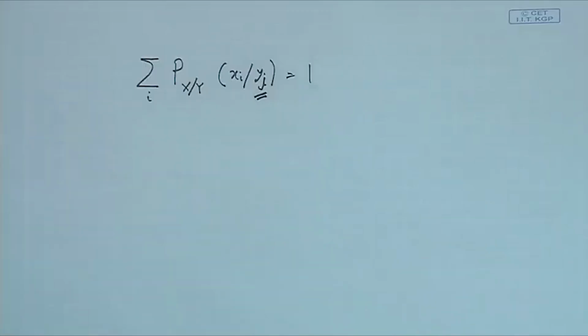because given that yj has happened, if I am just trying to test what is the associated probability of each of the possible outcomes of xi, if I add all those, that must be a certain thing, because some one of those xi will be happening anyway. So, that probability becomes 1.